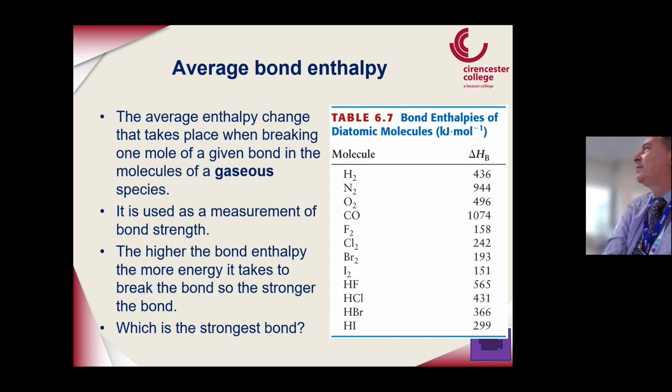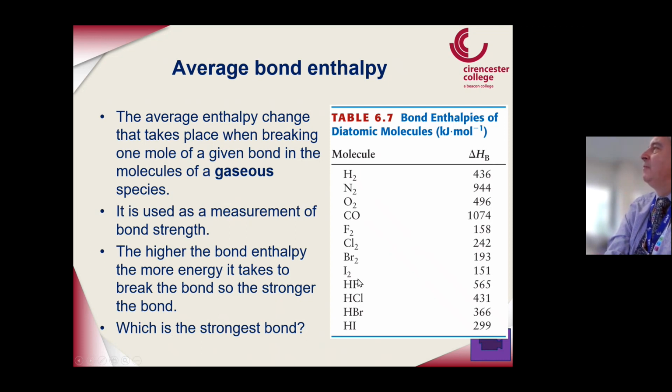Okay, think about it. It's the carbon monoxide. That's got a carbon-oxygen triple bond, 1074. Nitrogen is also a triple bond, also very high. Oxygen, quite high, it's a double bond. Fluorine low, it's only single. Chlorine's only single. Bromine is single. Iodine, single. HF is a single bond, but there's a lot of energy in it because of the fluorine.